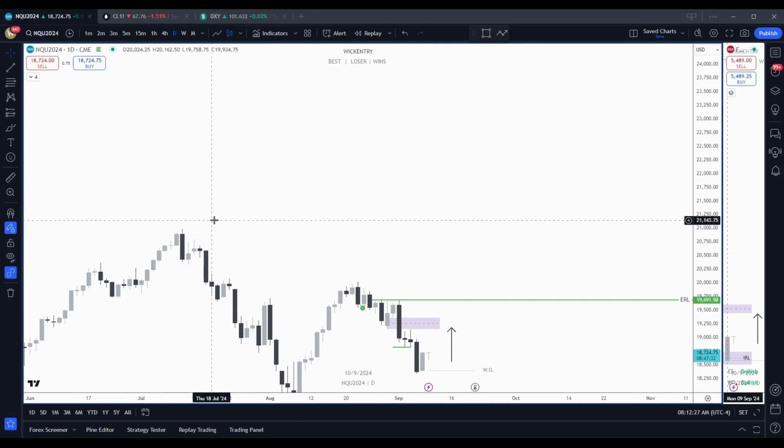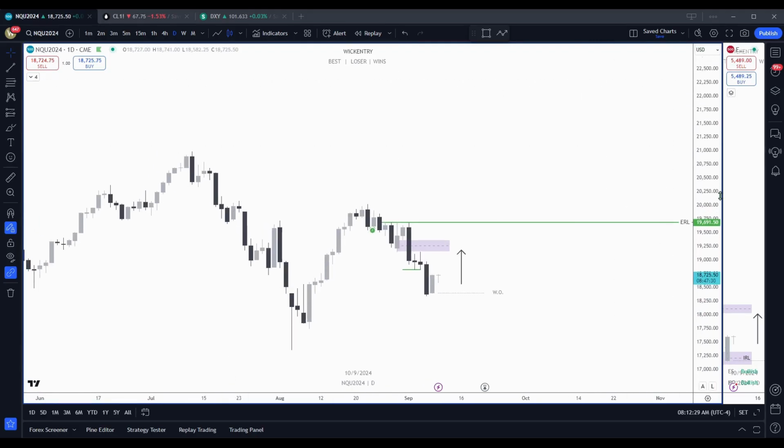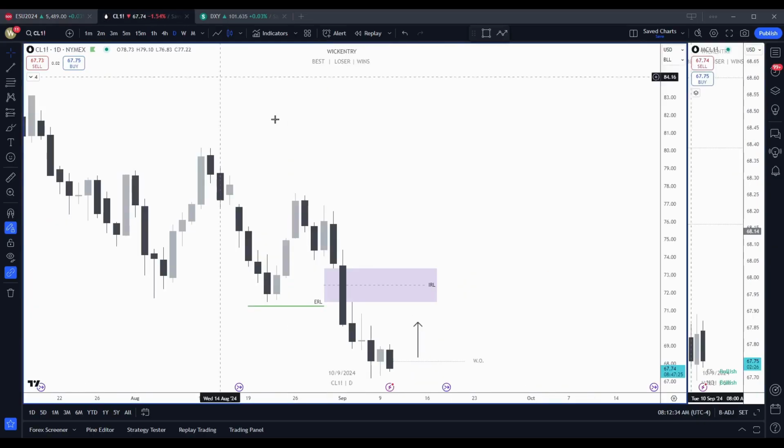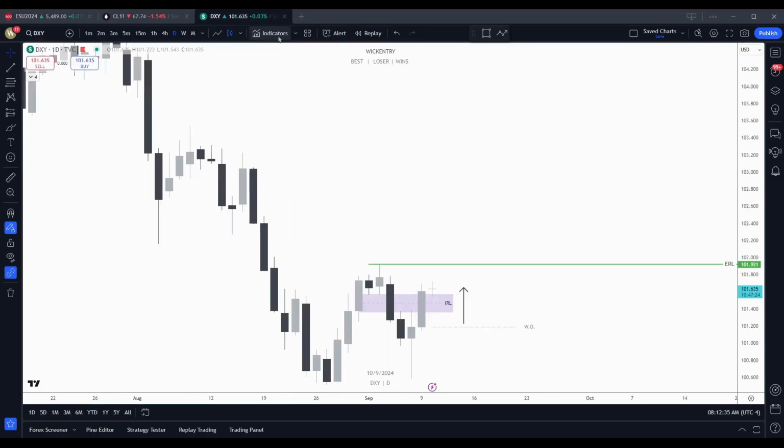All right, so to quickly recap, looks like we're bullish NQ, bullish ES, bullish CL, and bullish dollar. All right, that's all I have for today. Let's see what the market gives us.